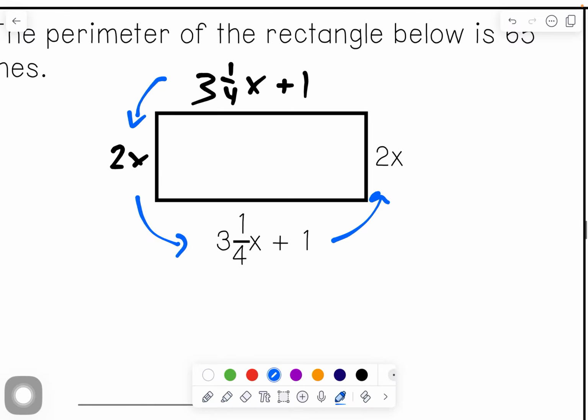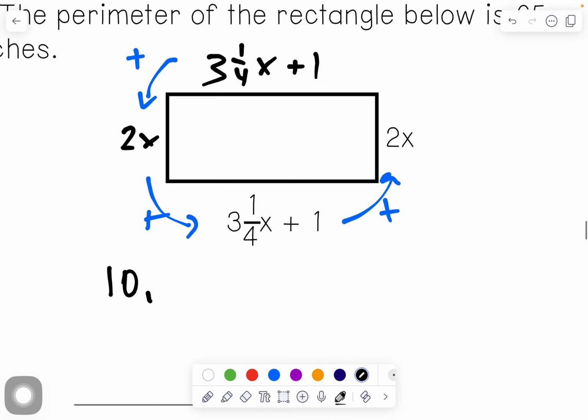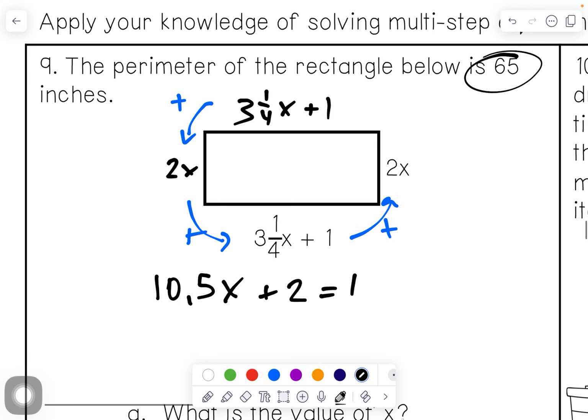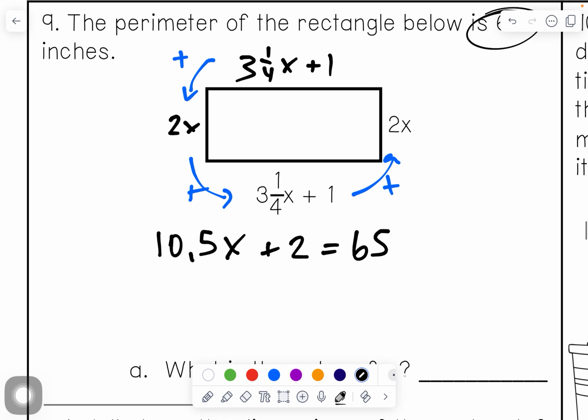Okay, so if we add them all together, we'll be combining like terms. So we have 3 and 1/4x, 2x, 3 and 1/4x, and 2x. Okay, so it looks like it's going to be 4x plus 6.5x makes 10.5x plus 2, and that equals 65 according to the original problem. And then from there, I want to go ahead and solve that equation.